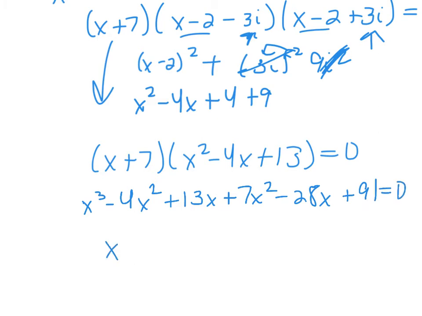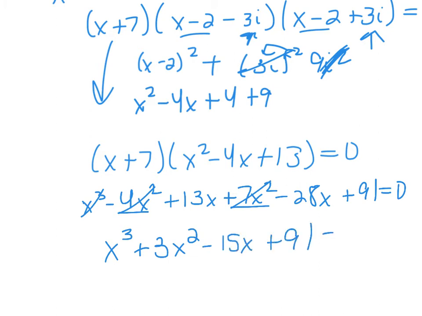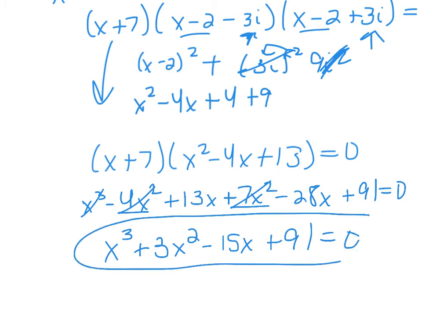So clean it up. X cubed, negative 4x squared and a positive 7x squared is plus 3x squared. 13 minus 28 gives me negative 15x, and then plus 91 equals 0.